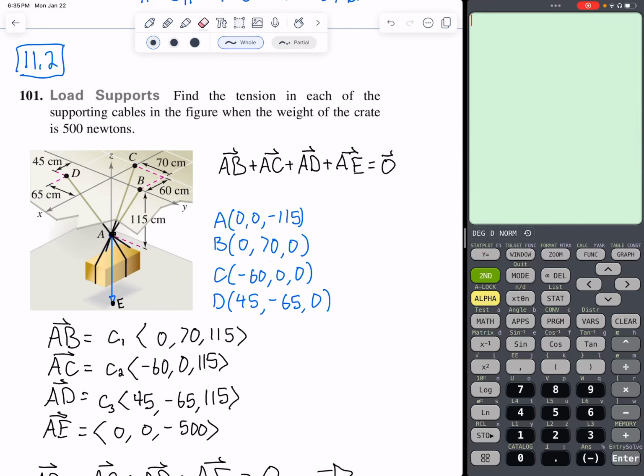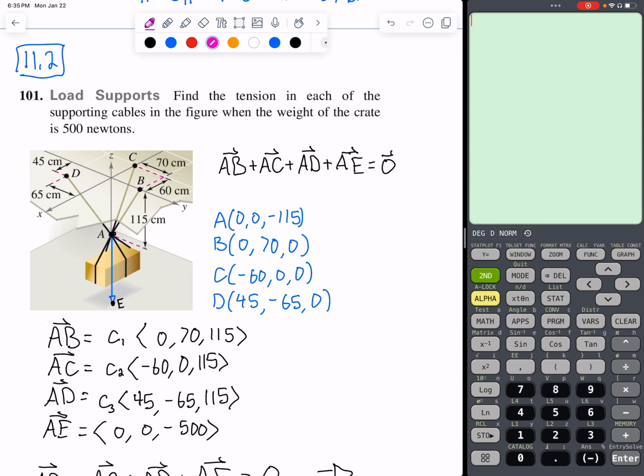In this video, I'm going to work problem 101 from section 11.2. We're going to start. It says find the tension in each of the supporting cables in the figure when the weight of the crate is 500 newtons. So I drew an extra vector in here in my picture because I want a vector pointing from A, E down. That's kind of how I think about it.